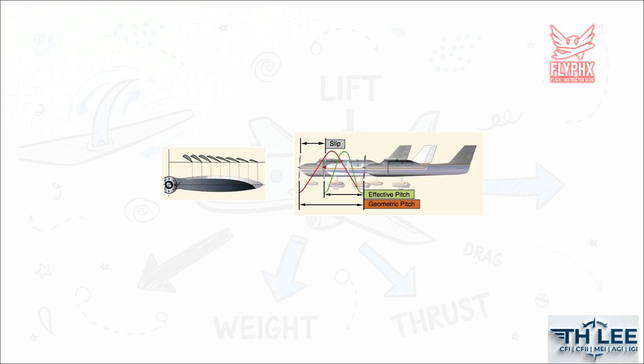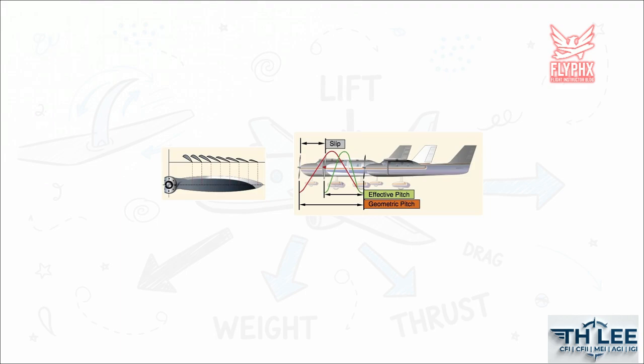Now, if the propeller were screwing through a solid block of wood or butter, the distance it moves forward in one single rotation is its geometric pitch. But as we know, air is a fluid, so the prop slips backward a bit. The actual distance it pulls the plane forward through the air is its effective pitch. The difference between those two is called propeller slip.